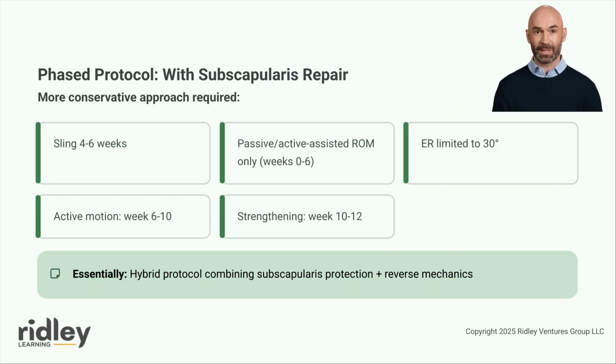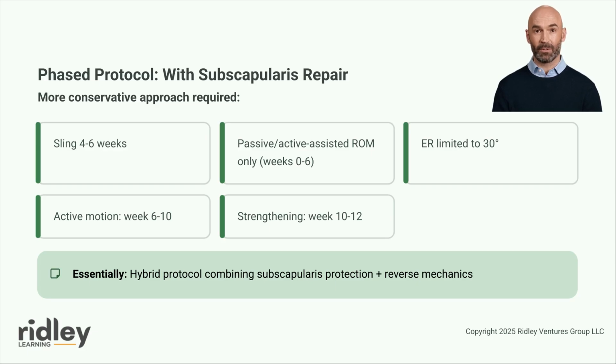For patients undergoing subscapularis repair or tendon transfer procedures in conjunction with reverse arthroplasty, a more conservative protocol is warranted. This includes sling immobilization for 4 to 6 weeks, passive and active assisted range of motion only during the first 6 weeks with external rotation limits typically restricted to 30 degrees, and delayed introduction of active motion and strengthening until adequate healing is confirmed. These patients essentially follow a hybrid protocol that incorporates subscapularis protection similar to anatomic arthroplasty while recognizing the inherent stability and deltoid-dependent mechanics of the reverse prosthesis.